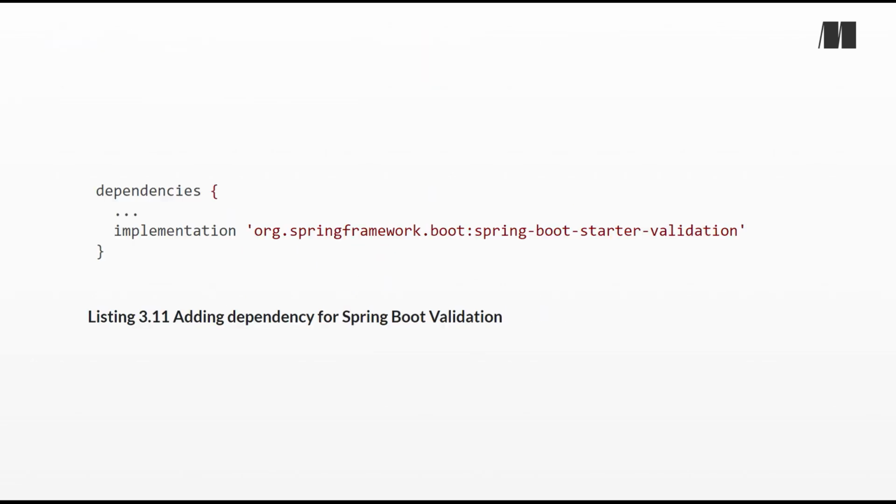Java Bean Validation is a popular specification for expressing constraints and validation rules on Java objects via annotations. Spring Boot provides a convenient starter dependency containing the Java Bean Validation API and its implementation. Add the new dependency in the build.gradle file for your Catalog Service project. Remember to refresh or re-import the Gradle dependencies after the new addition. Listing 3.11. Adding dependency for Spring Boot validation.